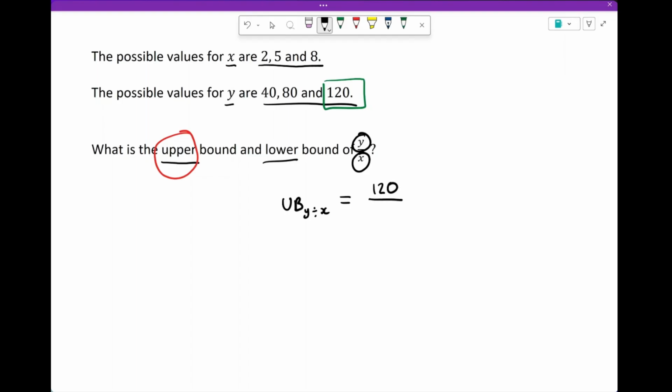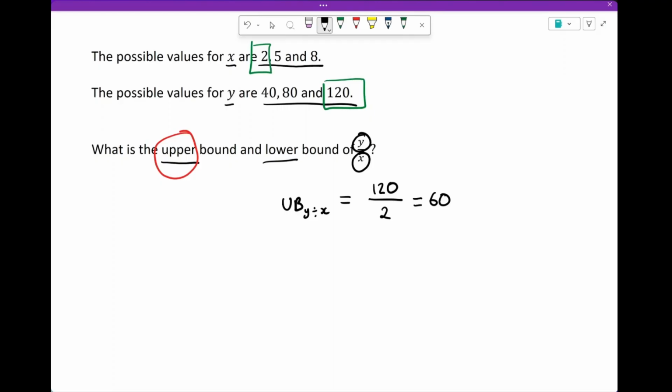And then if we want to get x in as many times as possible, then I want x to be as small as possible. So therefore, I want the x to be 2, which is the smallest value for x. So we would do 120 divided by 2, which would give me 60. And it's not possible to get a larger value out of that calculation using the possible options for x and y that we had available to us.